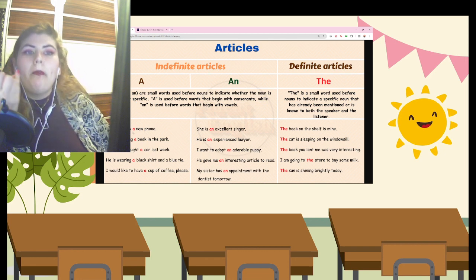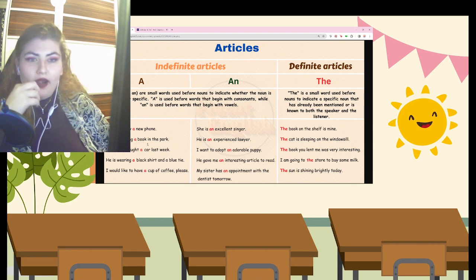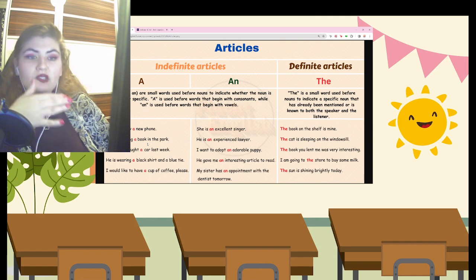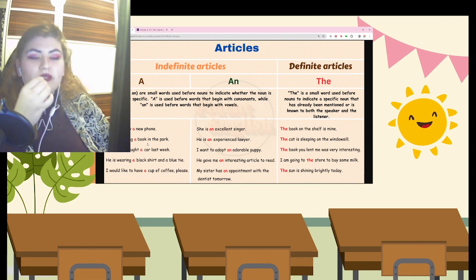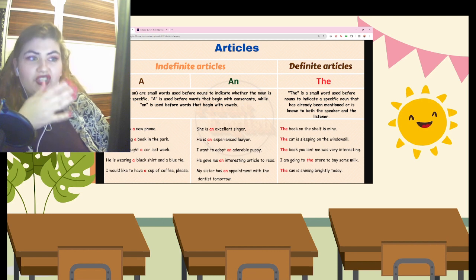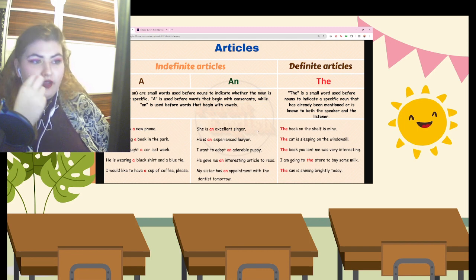I need to buy a new phone. She is reading a book in the park. My friend bought a car last week. He's wearing a black shirt and a blue tie. I would like to have a cup of coffee, please. She is an excellent singer. He's an experienced lawyer. I want to adopt an adorable puppy. He gave me an interesting article to read.